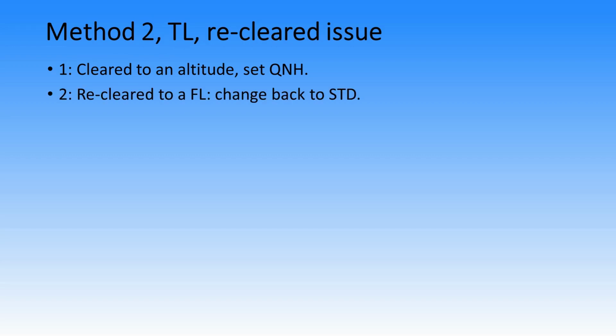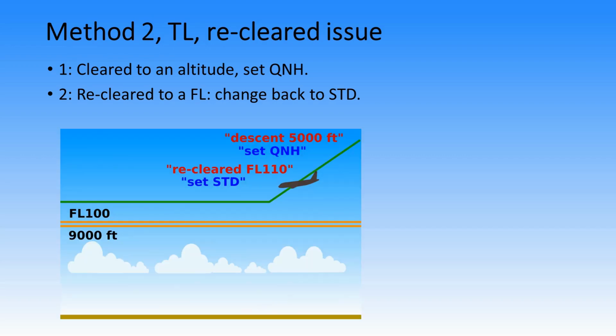Similarly, for method 2, for the transition level, the re-clearance issue. First you are cleared to an altitude, so you set QNH right away for method 2, and then if ATC says that you're re-cleared to a flight level, don't forget to set back to standard. For example, you are descending, ATC says descend to 5,000 feet, which is an altitude, so you set QNH. Again, this is for method 2, and then if ATC says you are re-cleared to flight level 110, don't forget to set standard because it's a flight level. So if you level off, you're at the correct level.